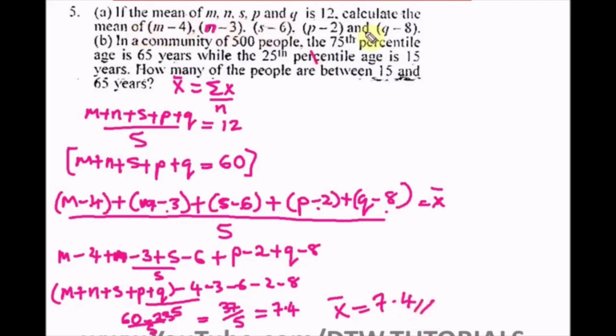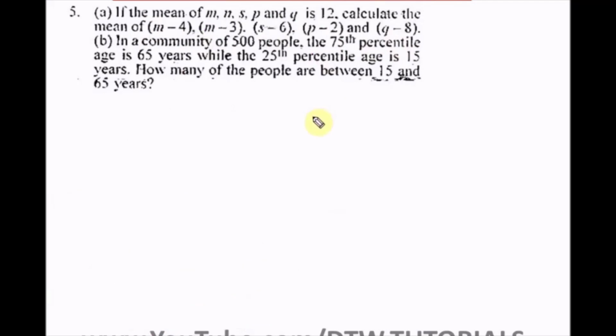Following this question, the values we have here. Question 5B of the WASSCE 2018 Mathematics theory paper. It says, in a community of 500 people, the 75th percentile age is 65 years, while the 25th percentile age is 15 years. How many of the people are between 15 and 65 years?